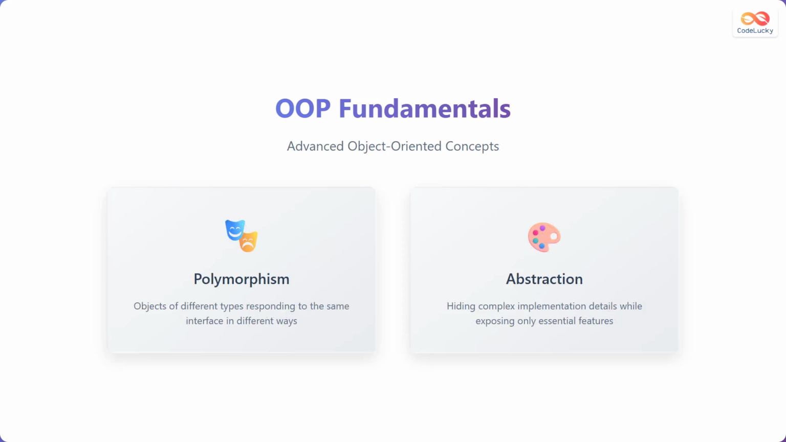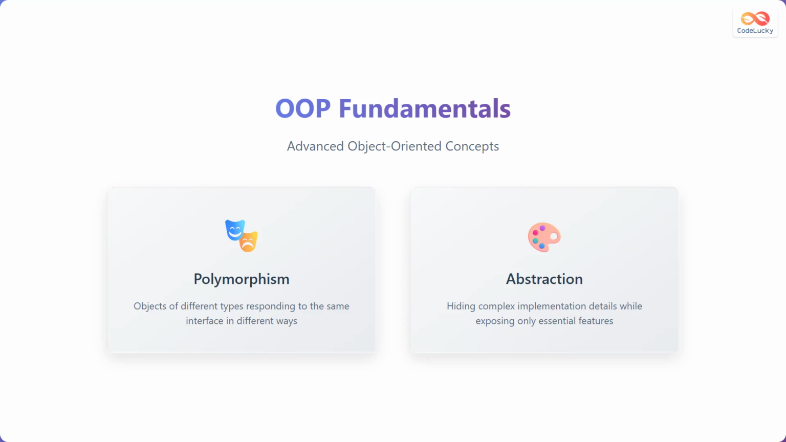The remaining 2 pillars of object-oriented programming are equally important. Polymorphism allows objects of different types to respond to the same interface in different ways. This means you can have multiple implementations of the same method, and the correct version gets called at runtime based on the actual object type. Method overriding and method overloading are 2 common examples of polymorphism in Java.